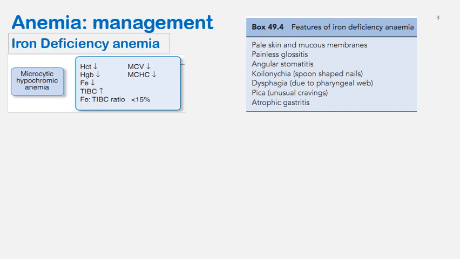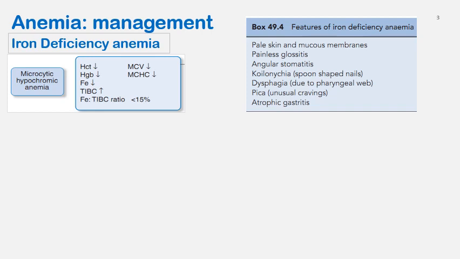Koilonychia, اللي هو بمعنى آخر تغير شكل الأظافر على شكل الملعقة المقلوبة. Dysphagia, اللي هو صعوبة بالبلع. Pica is characterized by ingestion of abnormal things like metal, clay, طين يعني, sometimes ice substances and starch. Atrophic gastritis.